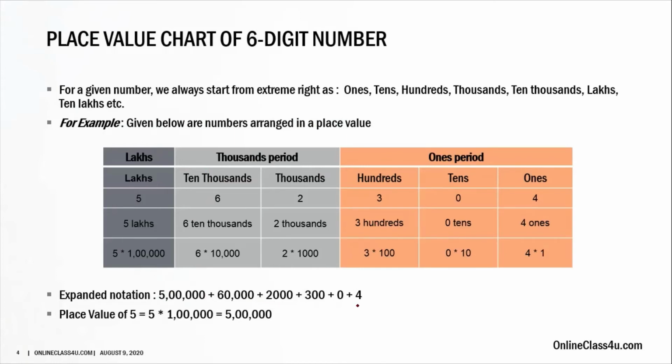Next, if I want to find the place value of 5, then it will be multiplied by 1 lakh. Since 5 is under lakhs place, 5 will be multiplied by 1 lakh. So what will be the place value of 5? Place value of 5 will be 5 into 1 lakh, equal to 5 lakhs.